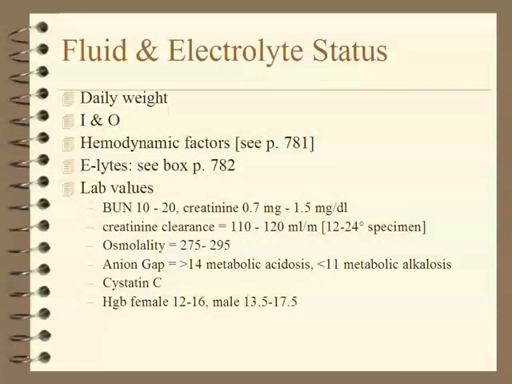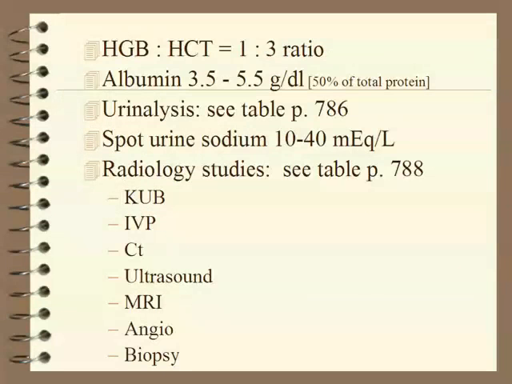And you need to know your hemoglobin. For female, 12 to 16. For the male, 13.5 to 17.5. And I've seen some go all the way up to 18. And your hemoglobin and hematocrit should have a ratio of 1 to 3. Your albumin is 3.5 to 5.5 grams per deciliter, and your albumin is about 50% of the total protein in your body. And remember, your albumin is what binds to your drugs and transports them to where they need to go.